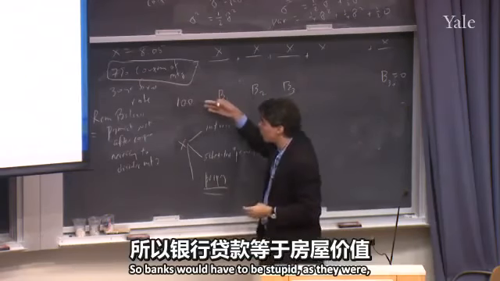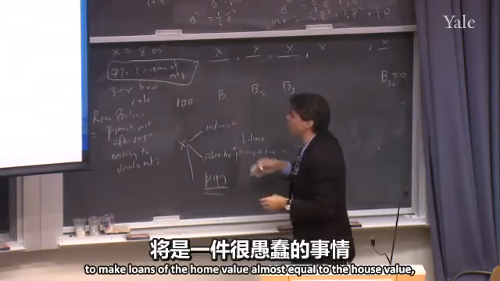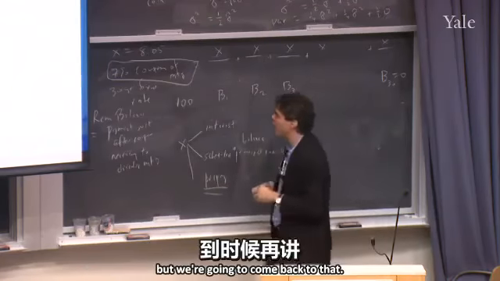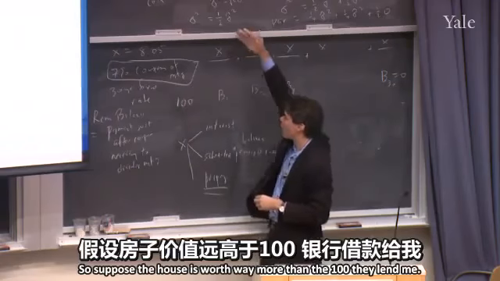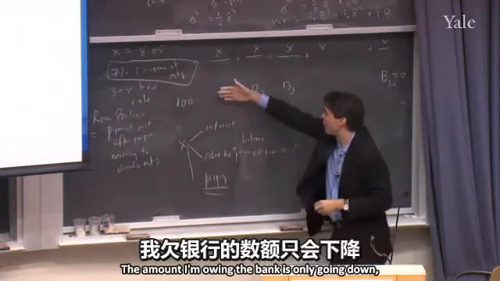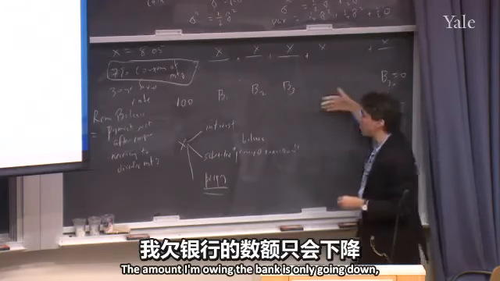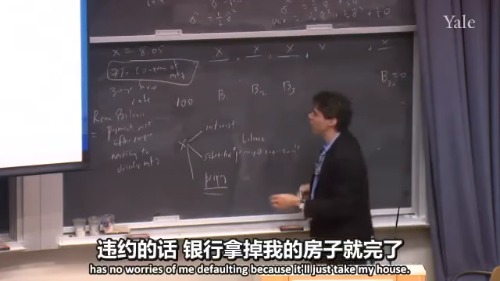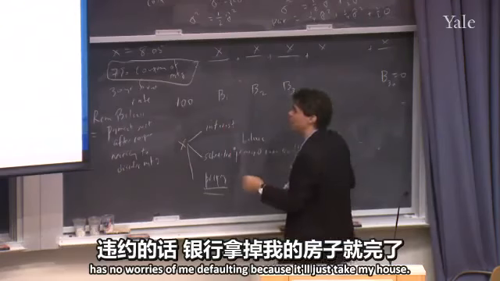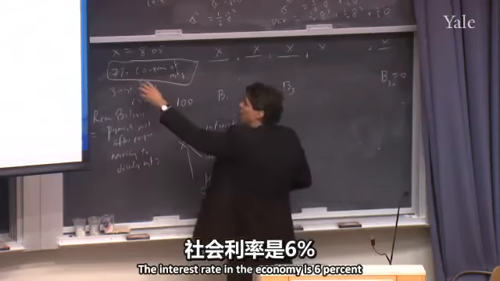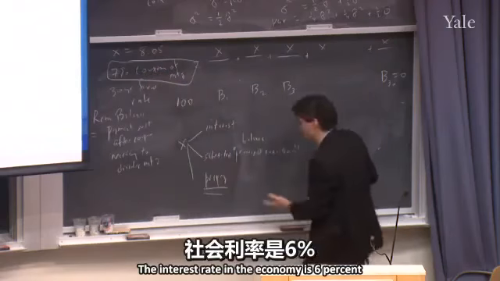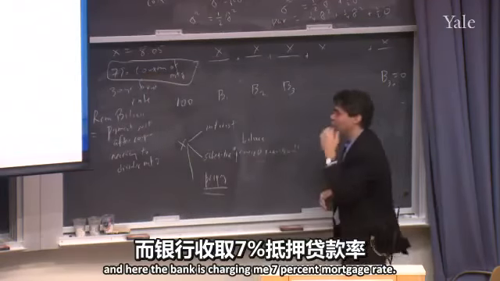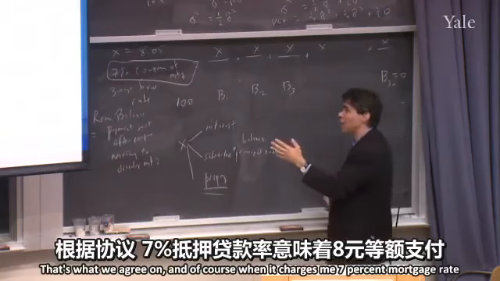So banks would have to be stupid, as they were, to make loans of the home value almost equal to the house value. But we're going to come back to that. So suppose the house is worth way more than the $100 they lend me. The amount I owe the bank is only going down, so the house is protecting the bank completely, with no worries of me defaulting, because it'll just take my house. Let's take that case. The interest rate in the economy is 6%, and here the bank is charging me a 7% mortgage rate. That's what we agree on.